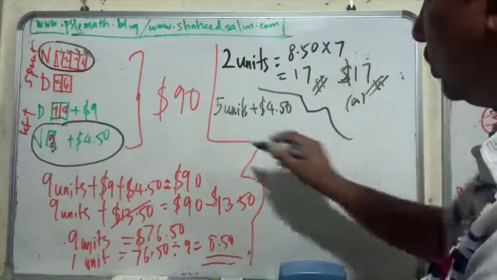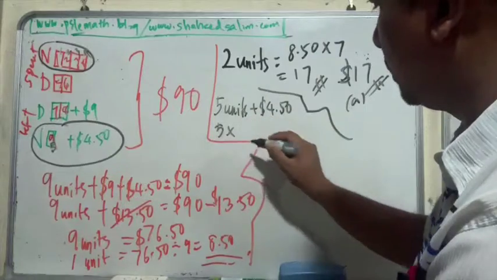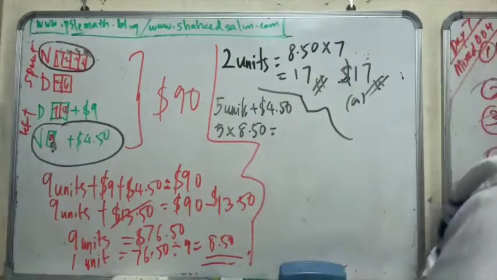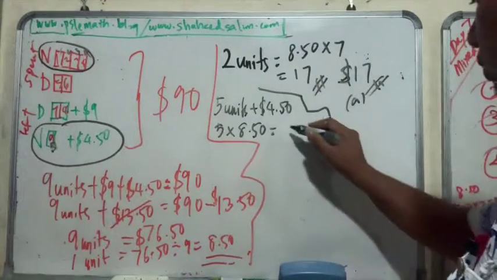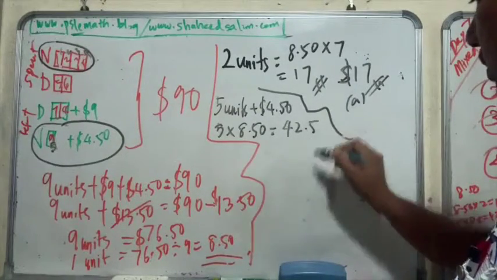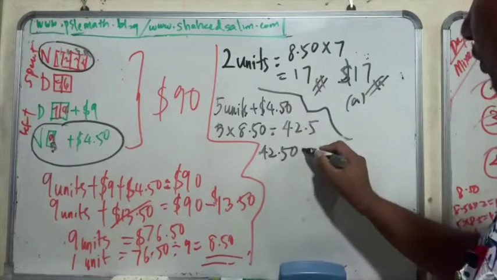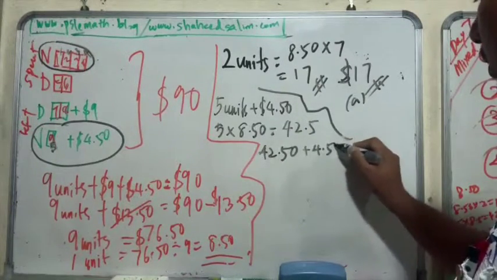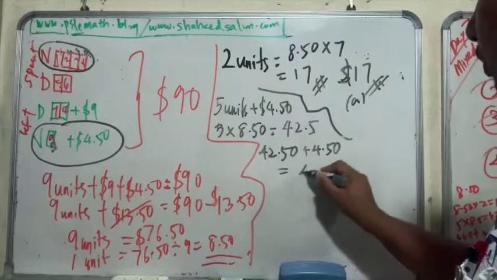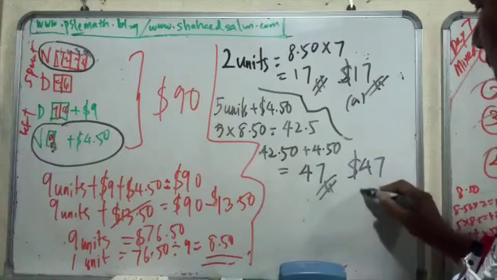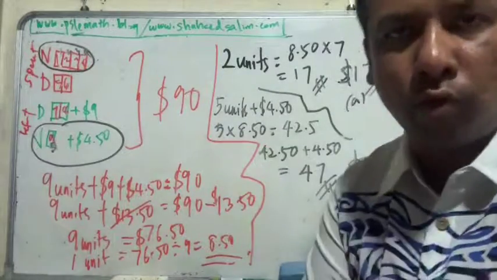How much is that equal to? Well, 5 times 8.50, you will get $42.50. Now $42.50, you have to add 4.50, which is equal to $47. So $47 is your answer for B.